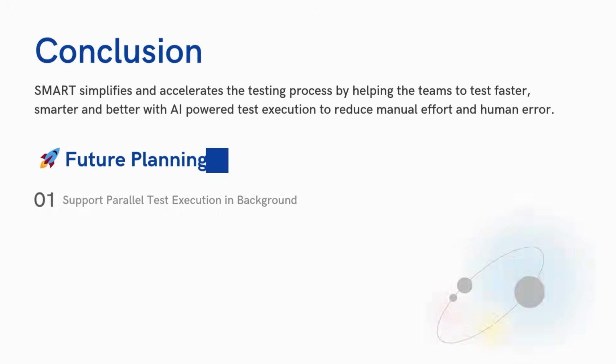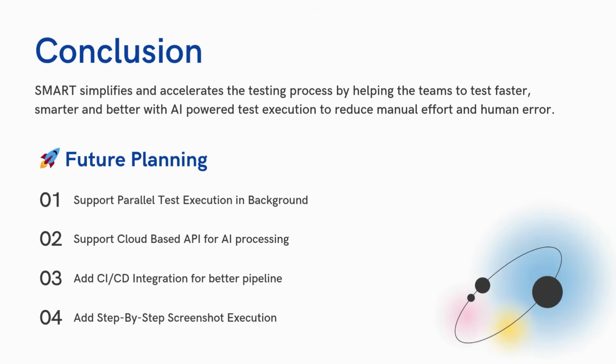To conclude, SMART is designed to simplify and accelerate our entire testing process. By using the power of AI in test execution, SMART can help teams to test faster and smarter. For future planning, we are focused on key advancements: implementing background and parallel test execution, integrating a cloud-based AI API, enhancing CI/CD for better pipelines, and adding step-by-step screenshot execution.